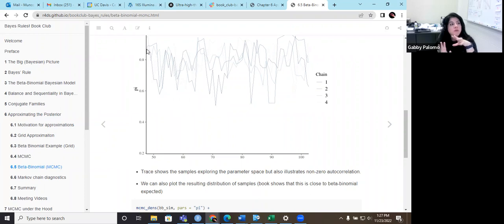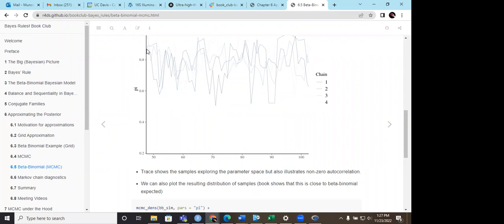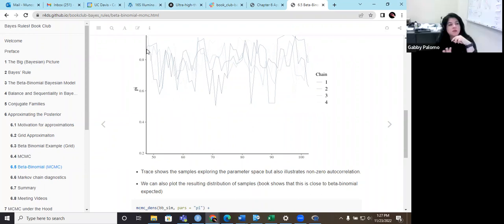So we want them to be zero autocorrelation. That's what we want, right? That's the goal. If we have strong autocorrelation, then that means that they are dependent on one another, I suppose. I feel like they touched on that, but I don't remember what they said about it.